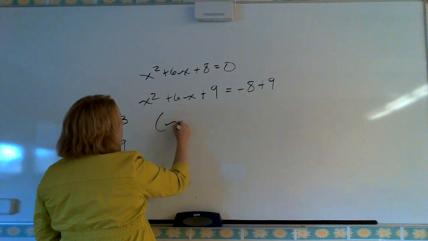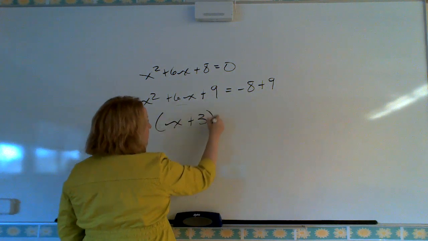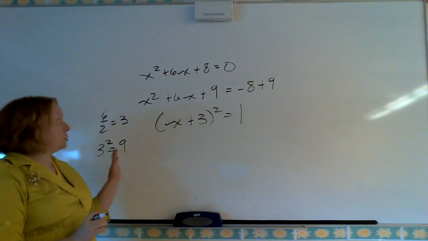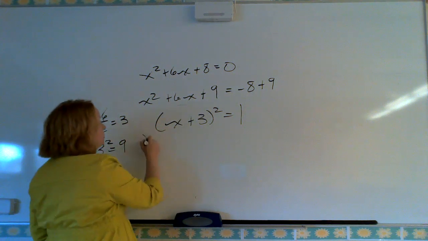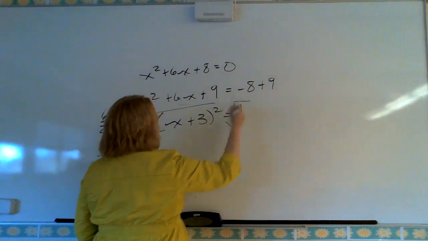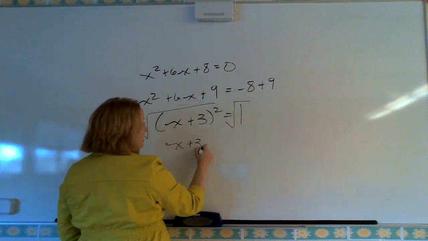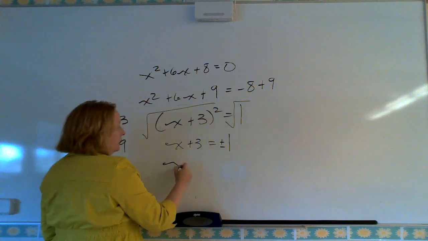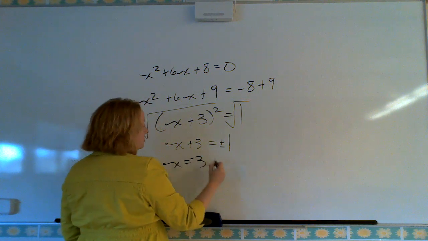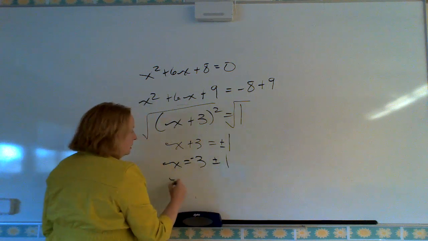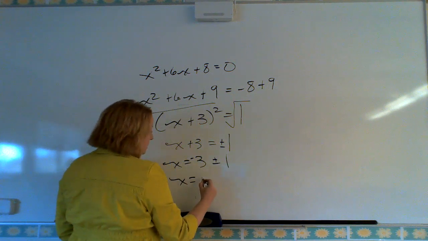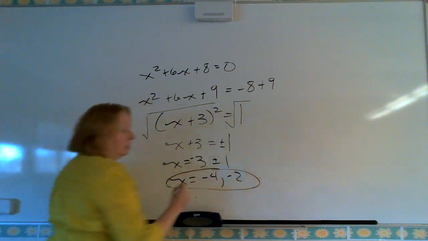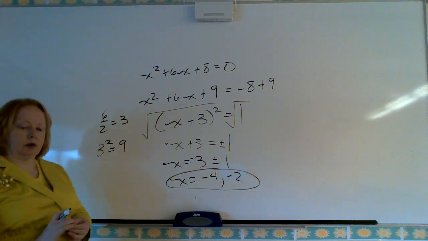So this comes out to be x plus 3 quantity squared equals 1. And then we're just going to take the square root like we did before. So we get x plus 3 equals plus or minus 1. X equals negative 3 plus or minus 1. And then you're going to work that out. It comes out to be negative 4 and negative 2.